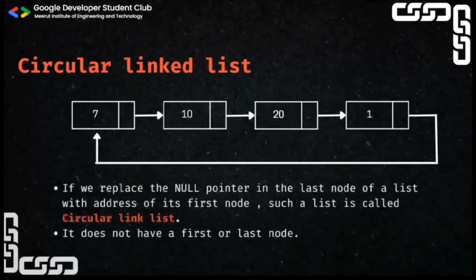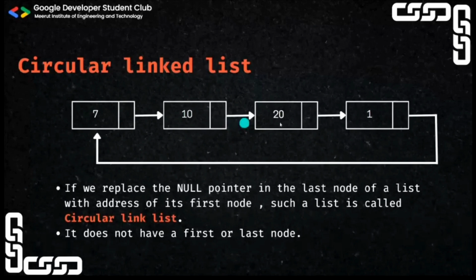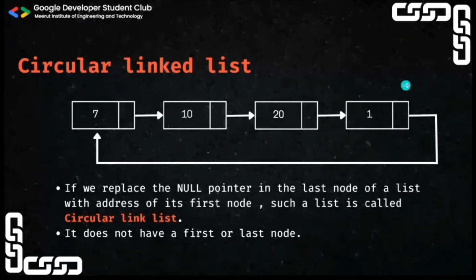The next type of linked list is a circular linked list. The only difference this has is the last node, instead of pointing towards null, is pointing to the first node. Okay, so basically this circular linked list does not have any first or last node. This just becomes a cycle, right? You can see over here.